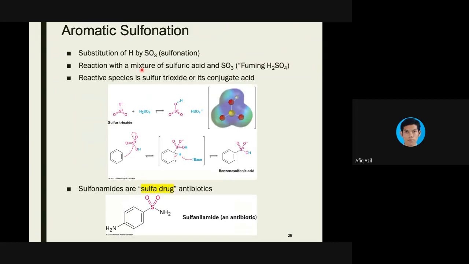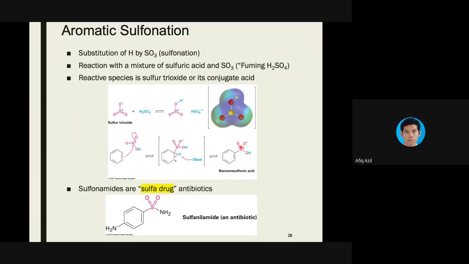And then the third one is sulfonation. Sulfonation is when you want to replace or substitute one of the hydrogens with an SO3 group. Okay, this one.